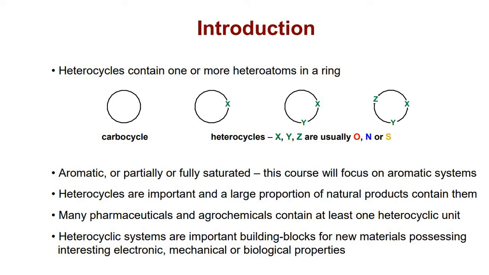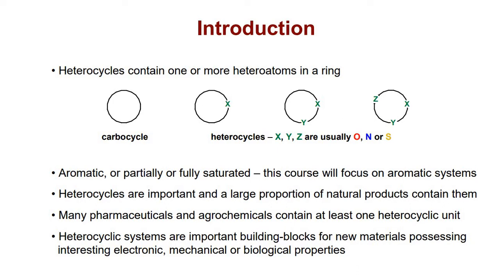Look at here. This is a carbocycle. There is no heteroatom, only a cycle of carbon. And this is a heterocycle. Apart from carbon, there are some heteroatoms, usually oxygen, nitrogen, sulfur. You can see di-substituted with two heteroatoms, and here three heteroatoms like this.